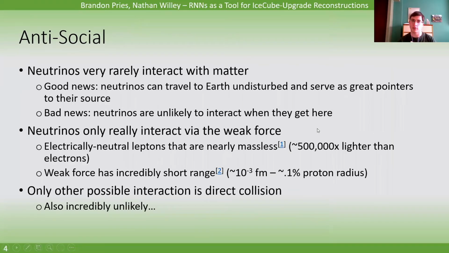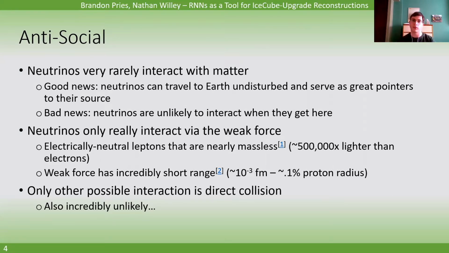Neutrinos are pretty antisocial. They really don't interact with matter very much. In some ways, it's good news because it means that they can travel to Earth undisturbed from their source, and they serve as a great pointer to their source, assuming we can figure out where they're coming from accurately. The bad news is that since they're so unlikely to interact with anything on the way here, they're also very unlikely to interact with anything when they get here. So most of them are just going to fly straight through Earth, and we're never going to see them again.